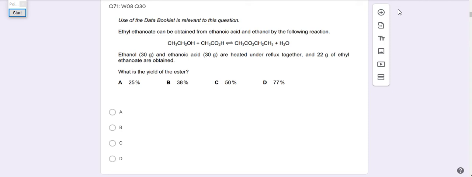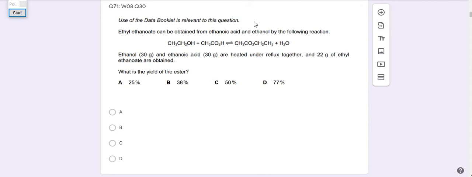Chapter 17, question 71. This is a calculation question. Now you know that formation of ester from carboxylic acid and alcohol is actually an equilibrium. It won't go to completion. Okay, so this question is asking you to find what is the percentage yield of the ester in this reaction.